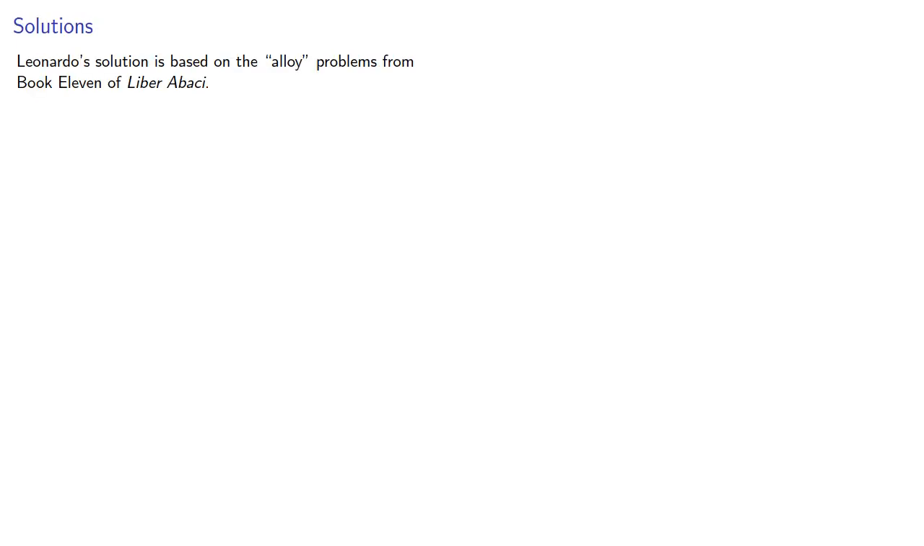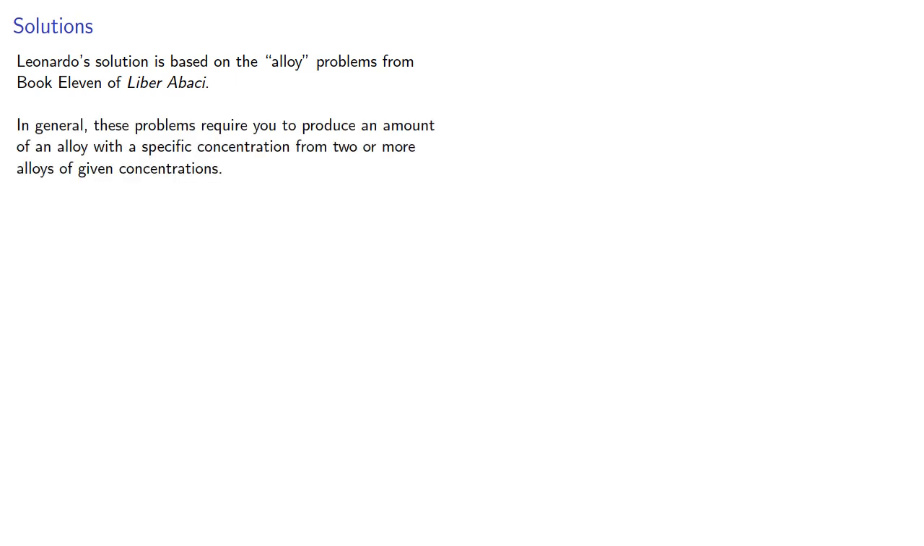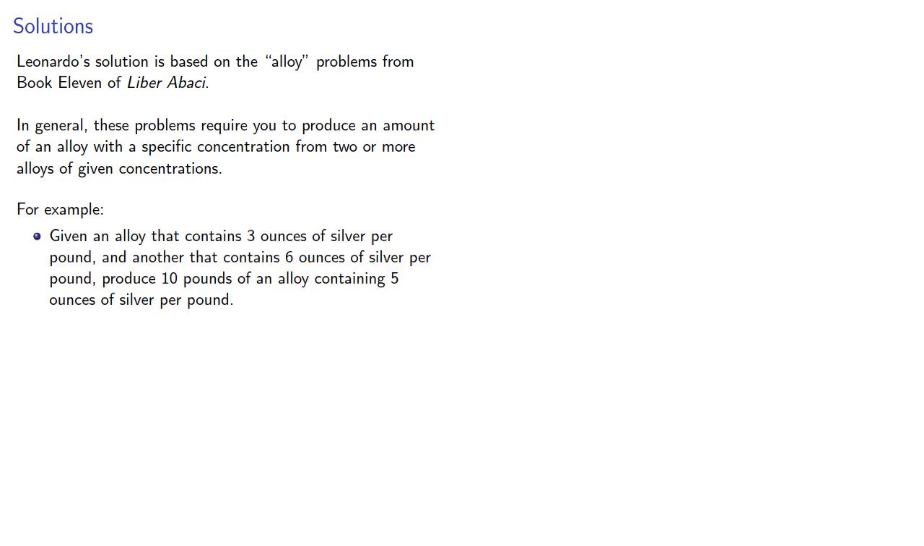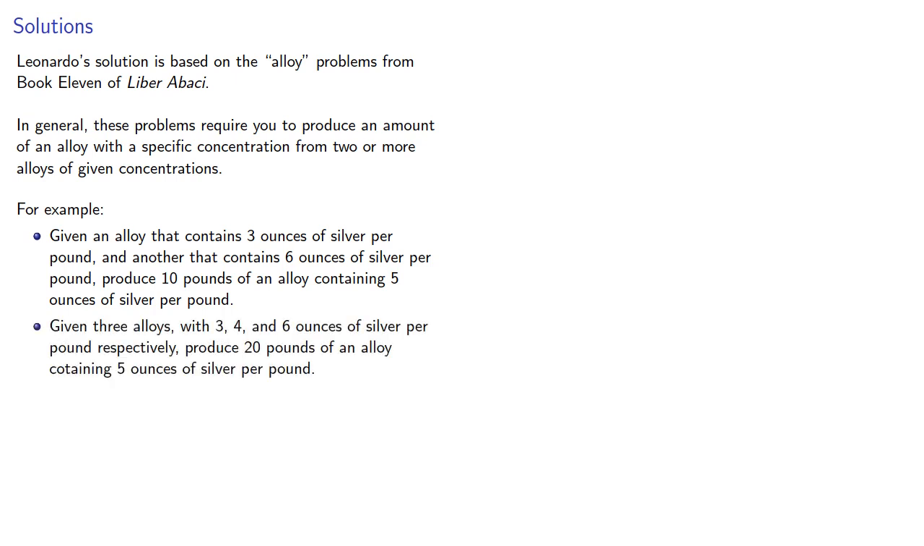Leonardo's solution is based on the alloy problems from Book 11 of Liber Abaci. In general, these problems require you to produce an amount of an alloy with a specific concentration from two or more alloys of given concentrations. For example, given an alloy that contains 3 ounces of silver per pound and another that contains 6 ounces of silver per pound, produce 10 pounds of an alloy containing 5 ounces of silver per pound. Or, given 3 alloys with 3, 4, and 6 ounces of silver per pound respectively, produce 20 pounds of an alloy containing 5 ounces of silver per pound.